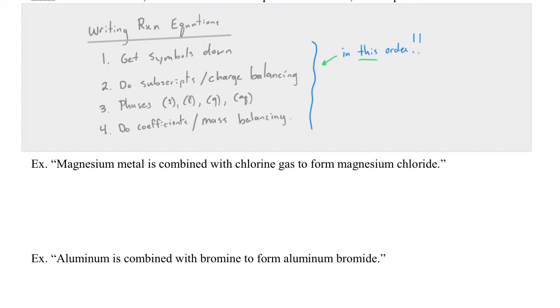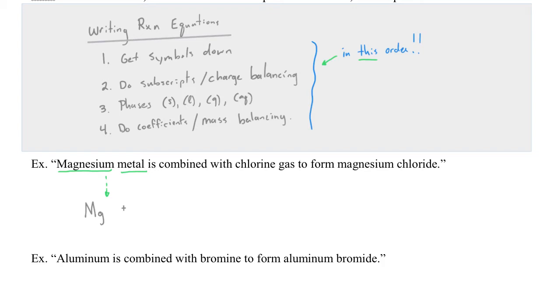So let's do that. We see the first thing that's written here is magnesium metal. How can we symbolize that? That's right, we can use the elemental symbol for magnesium, which is Mg. Then it goes on to say, is combined with. Now that's like saying and or plus. So let's use the plus symbol here.